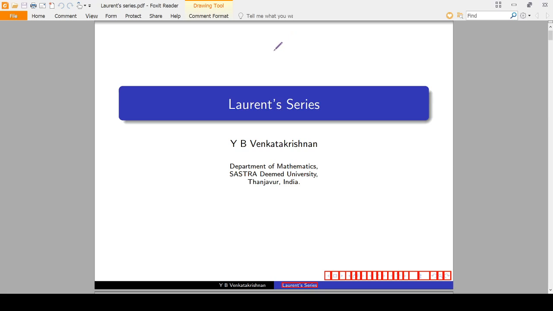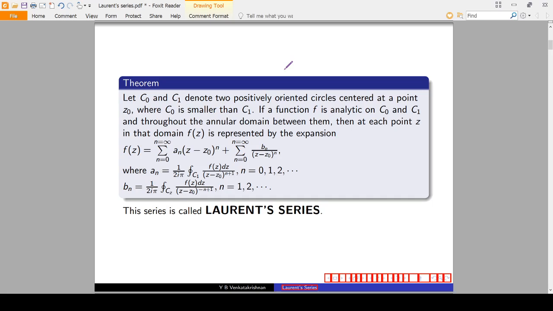To overcome this, we have a new expansion called the Laurent series expansion. Even if z is equal to z naught is a point of singularity, we expand f of z in power series of z minus z naught. Here in Laurent series expansion, you will have positive powers of z minus z naught as well as the negative powers of z minus z naught. The statement is given here.